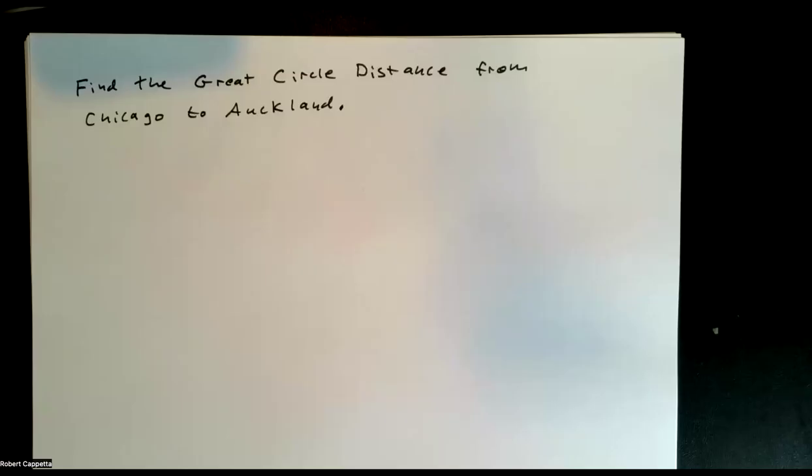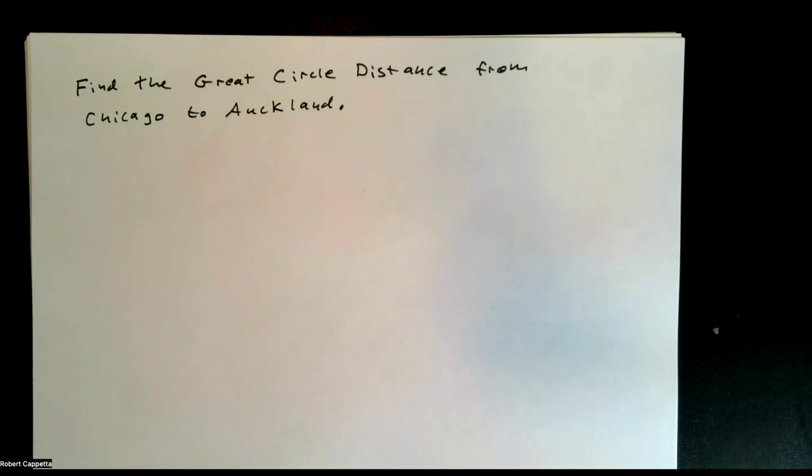We're interested in the Great Circle distance from Chicago to Auckland, New Zealand. Now, the shortest distance would be a straight line that would go through the middle of the Earth, but obviously that is not a realistic path. The Great Circle distance is on the surface of the Earth. So, what would that distance be? What information do we need to get there?